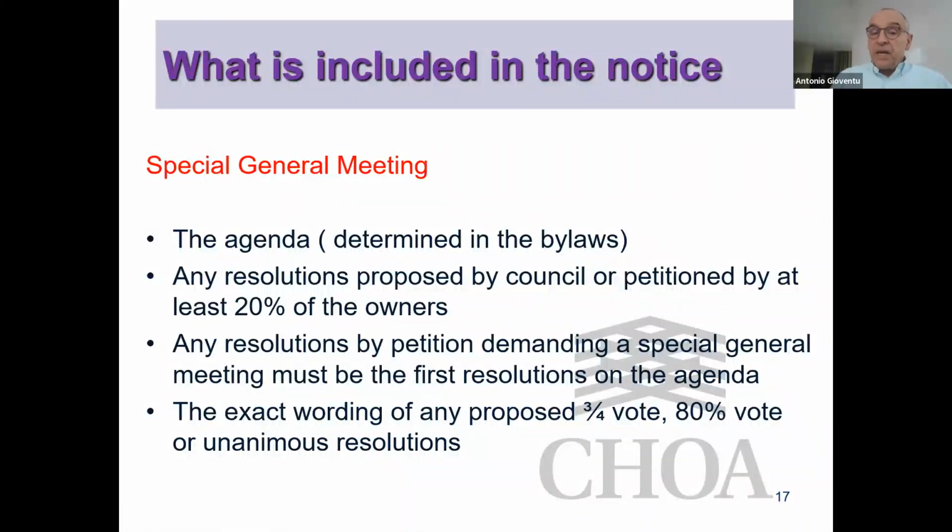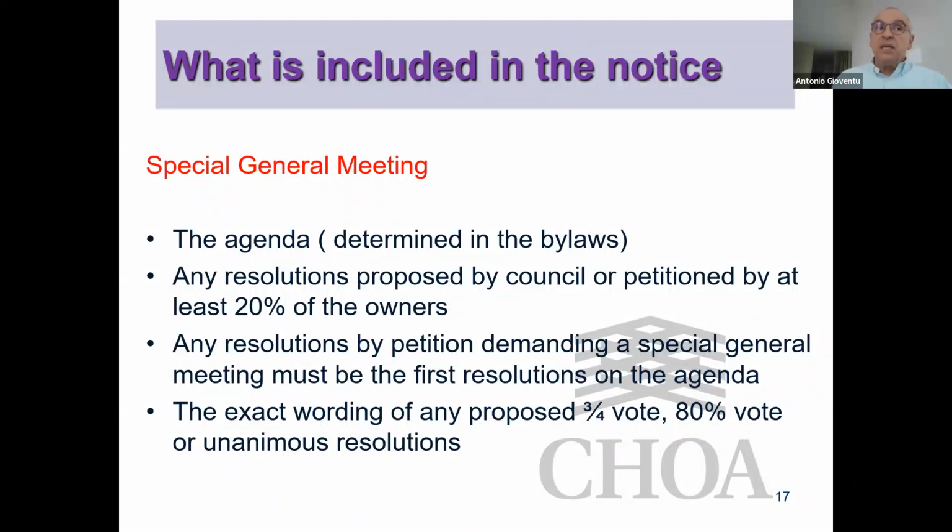Special general meeting, again, the agenda is determined in the bylaws. Any resolutions that you get by petition and demand a special general meeting have to be the first item on the agenda. But more importantly, when you look at this, look at the fact that we require the exact wording of any proposed 3/4, 80%, or unanimous votes.